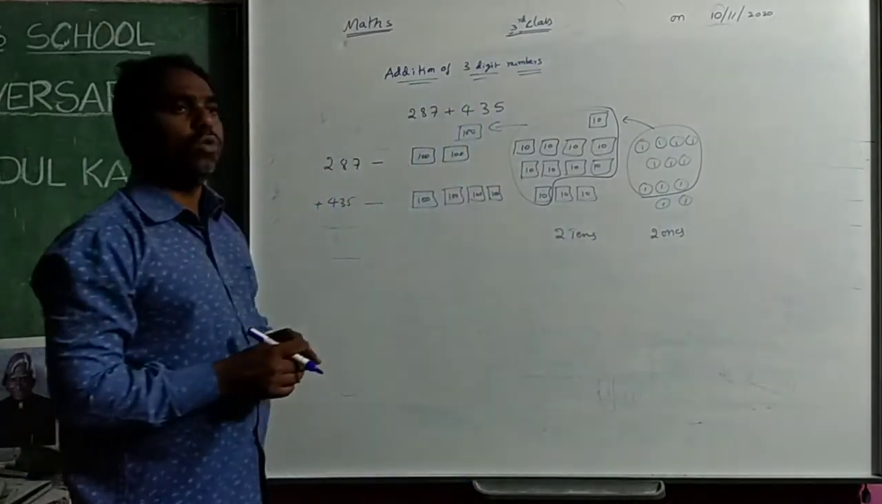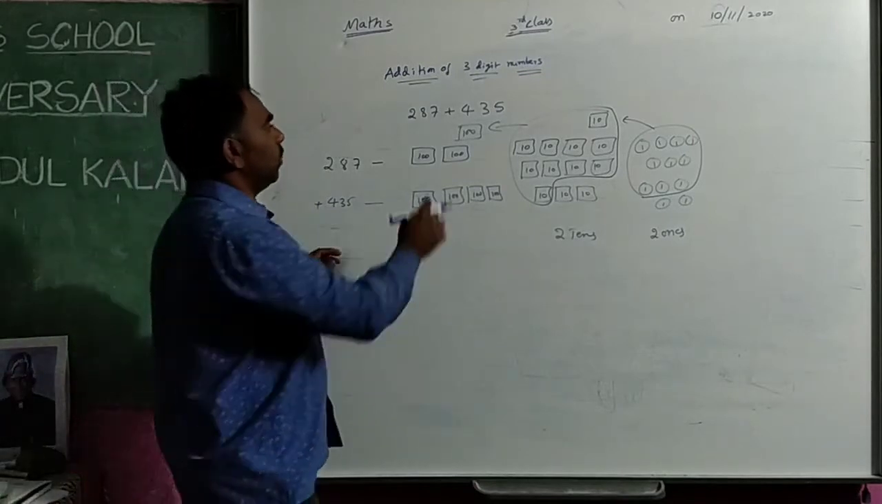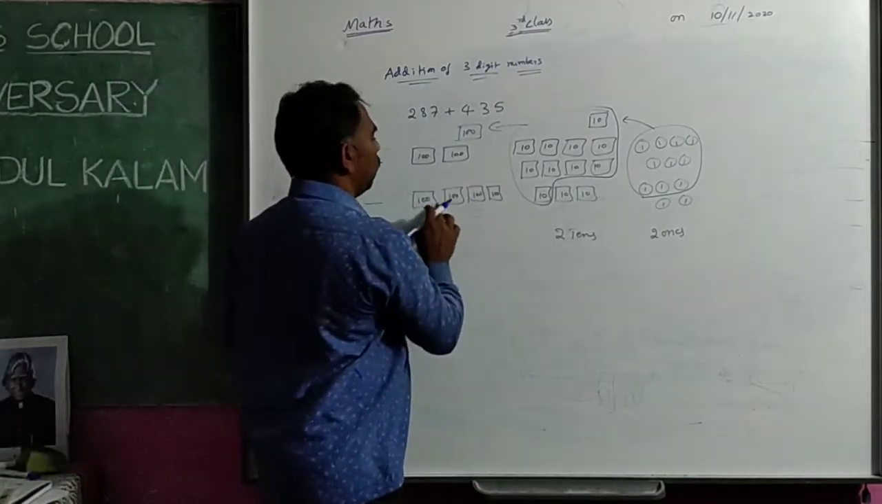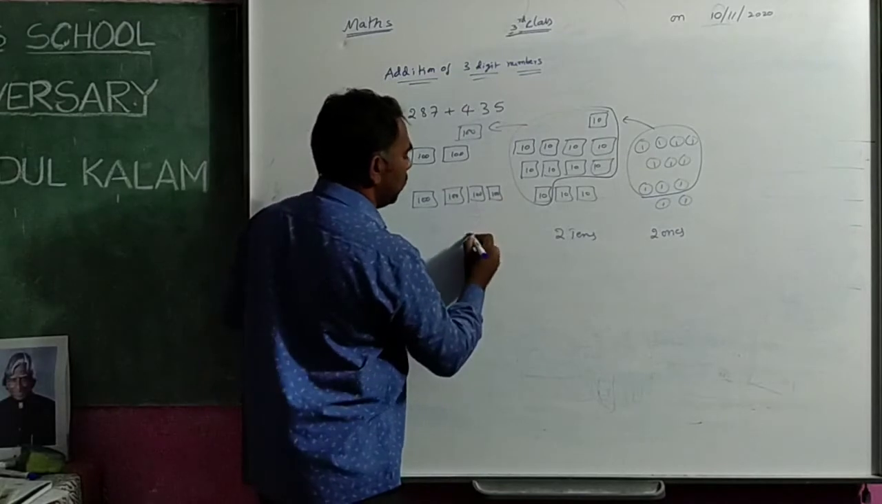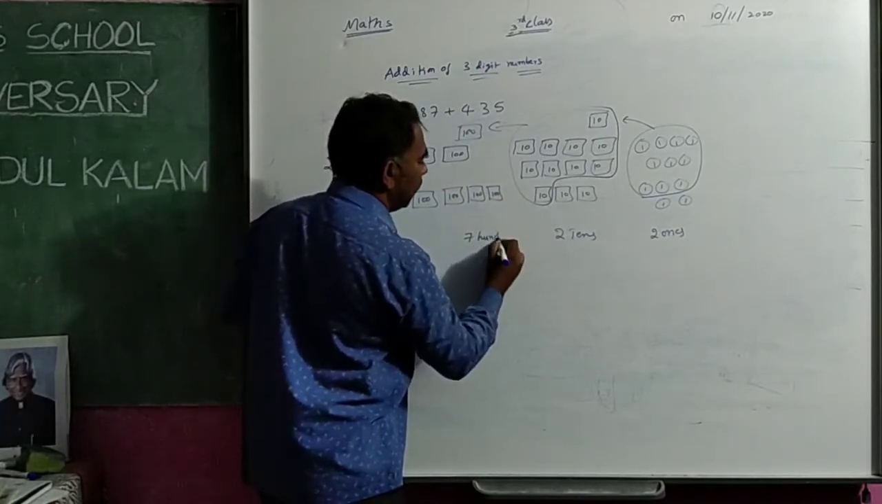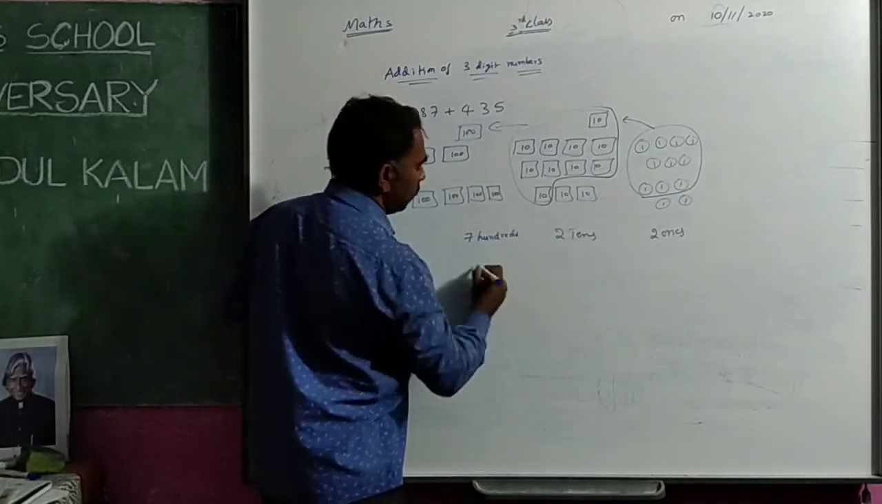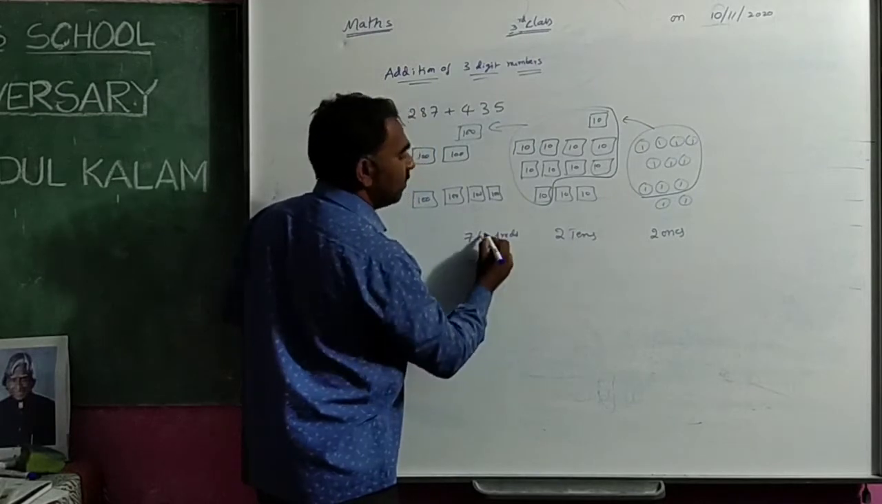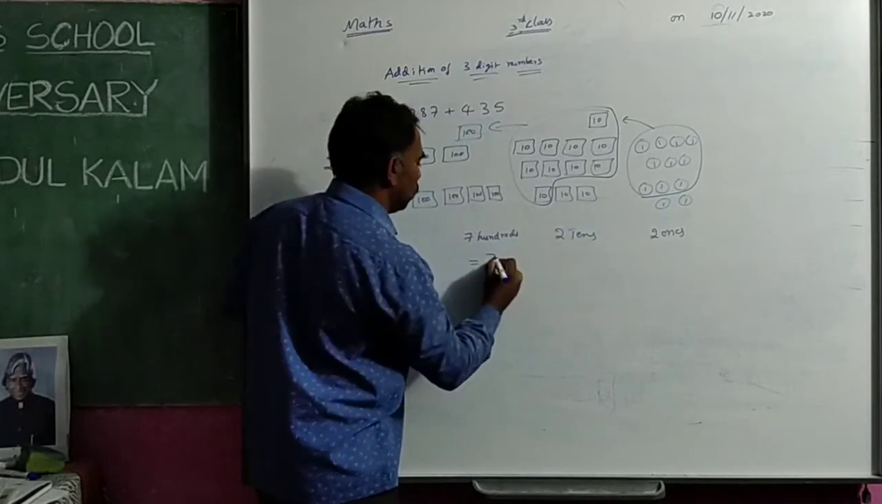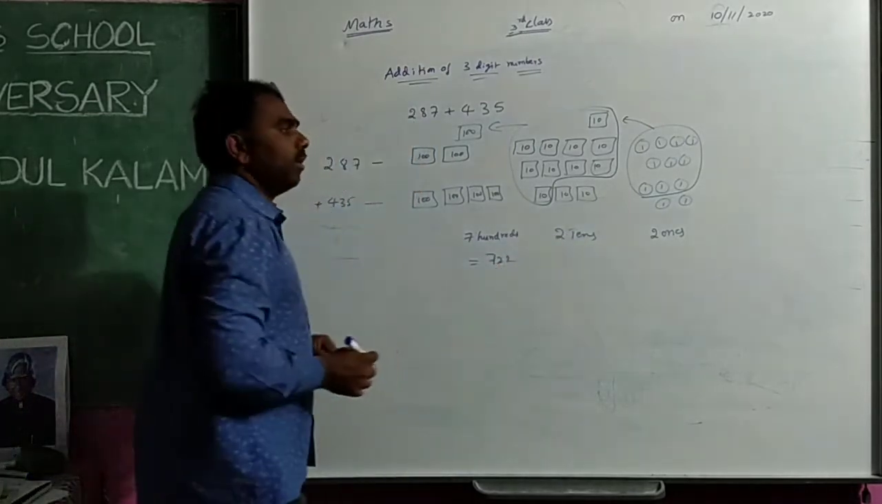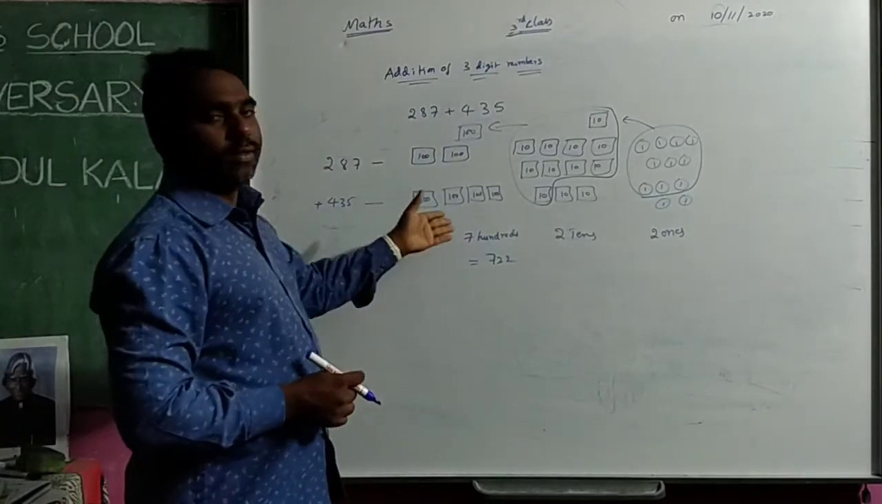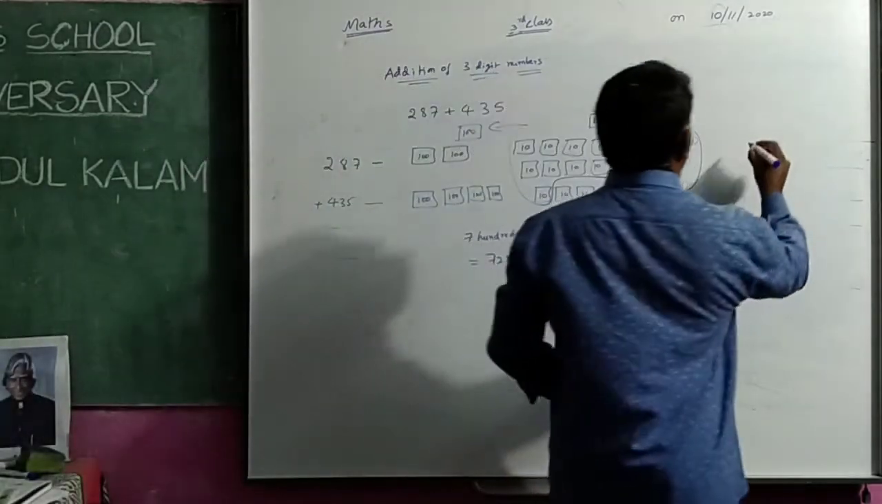Then I will count all the hundreds all together. 1, 2, 3, 4, 5, 6, 7. So 7 hundreds are there. So together finally it is 722. So this is the practical way. So the direct way I will explain.